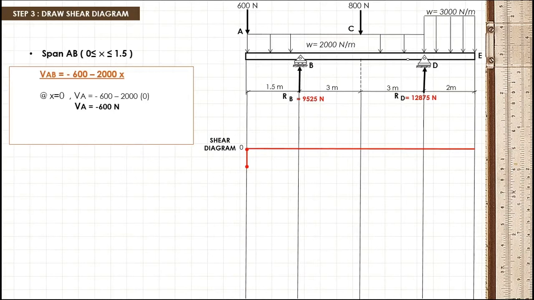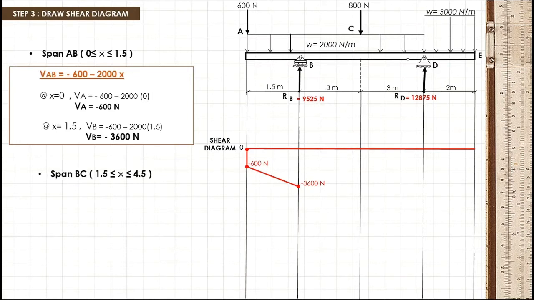Next, at point B, wherein x is equal to 1.5, by substituting the value of this to the equation, we got negative 3,600 Newton as the shear at point B. Since we got a negative value, we will be putting it under our reference line.